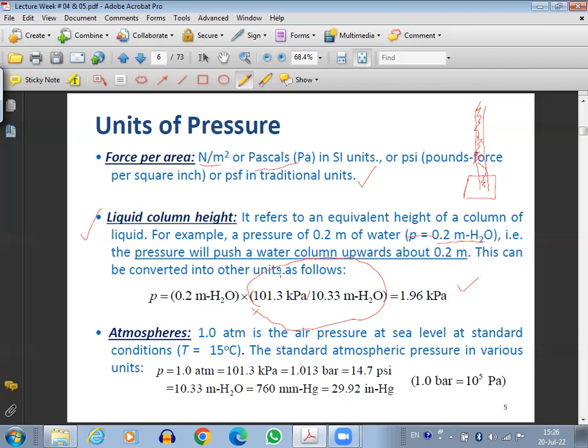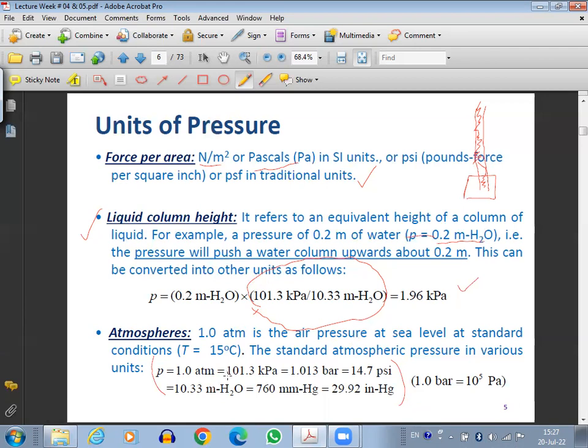Okay, atmosphere. One atmosphere is the air pressure at sea level at standard conditions, which is approximately 15 degrees centigrade. The standard atmospheric pressure in various units. These are basically the conversion factors, but they are so common that I want you to memorize them. Most probably, some of these conversion factors might be provided in the exam if needed. But even if I do not provide them, this is something that we should memorize.